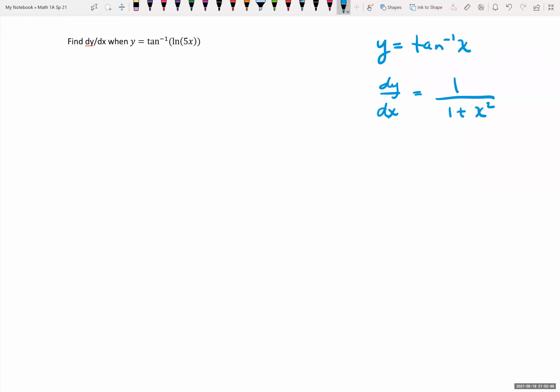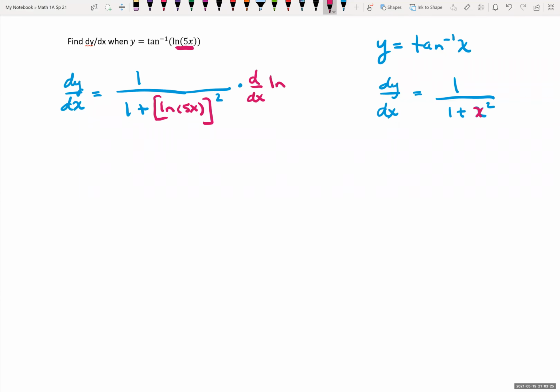And so here, taking the derivative, this is equal to 1 all over 1 plus the inner piece, and our inner piece is the natural log of 5x. So we're going to plug that in wherever we saw an x there. So natural log of 5x, and that quantity is squared, times the derivative of the inside, which is the natural log of 5x.